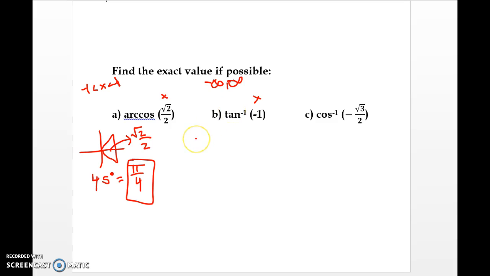So we would say draw a picture. Tangent is negative in quadrants 2 and 4. Tangent is y/x, right? Or sine over cosine. So anything over itself is 1. So to get 1, we have to have the same number over itself. At 45 degrees, sine and cosine, or x and y, are the same because it's an isosceles triangle. So I know that this has to be a 45-degree angle.